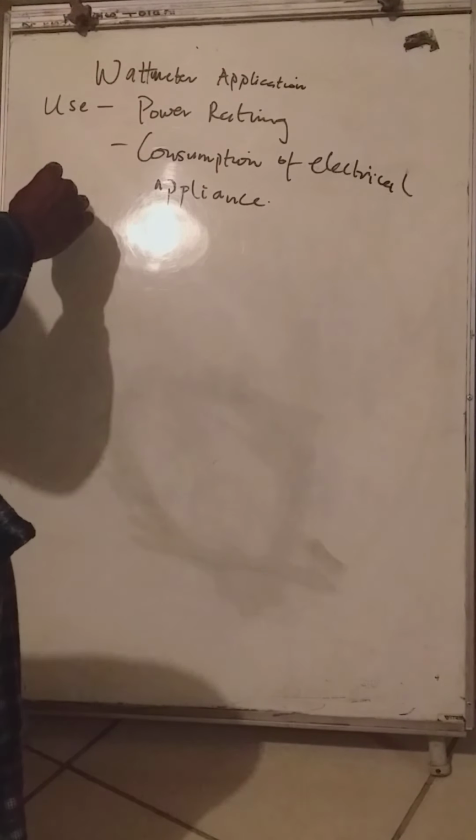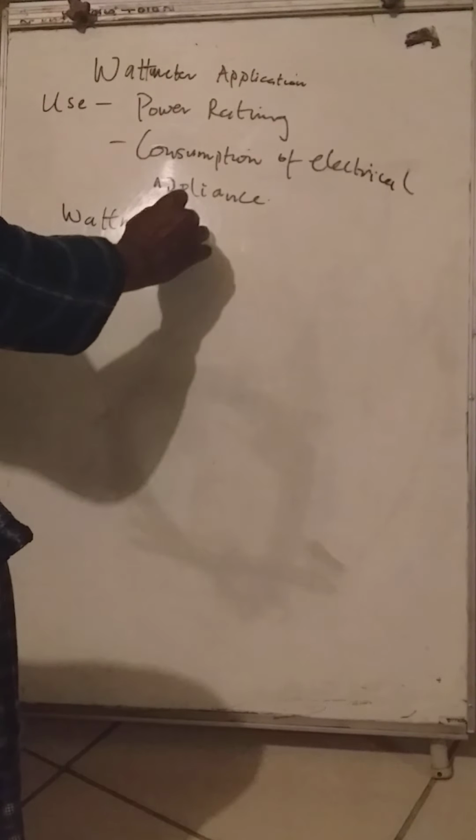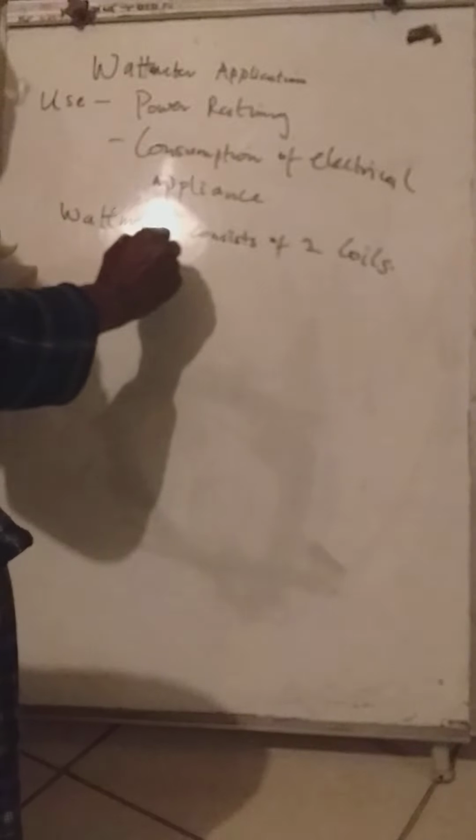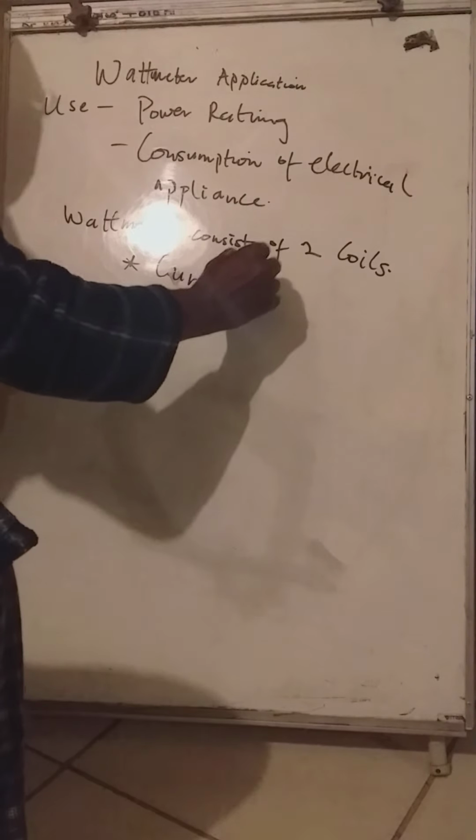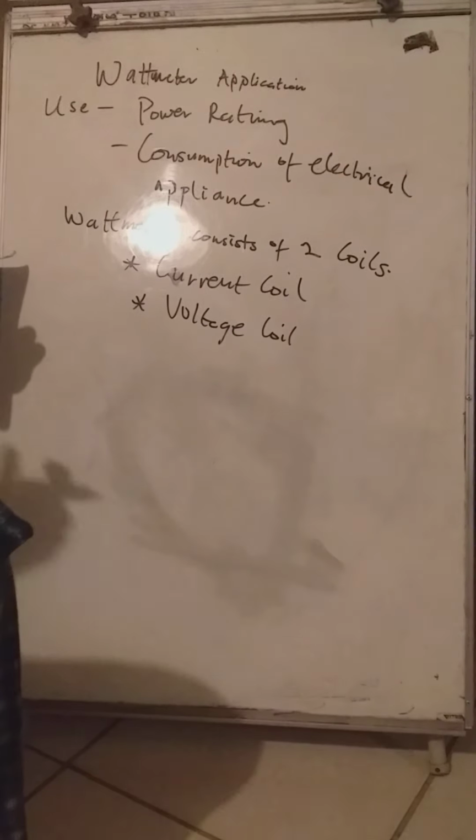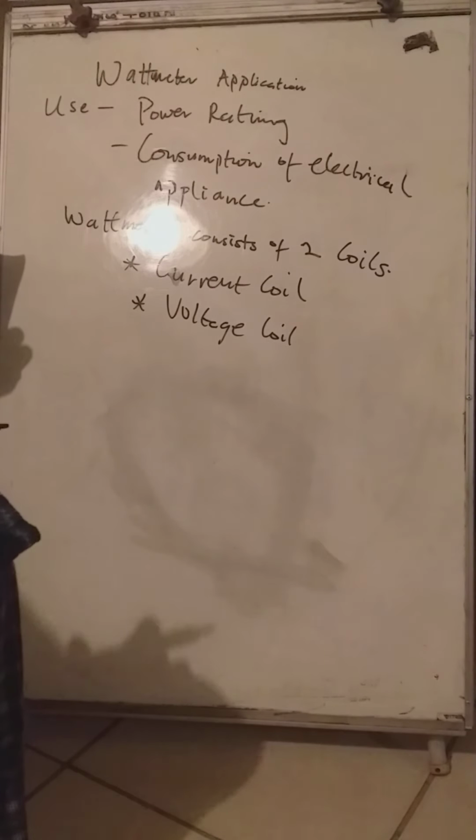How do you connect it? Let's first look at what a wattmeter consists of. A wattmeter consists of two coils. One is the current coil, the one that carries the current, and the other one is the voltage coil. Those are the two coils that make a wattmeter.